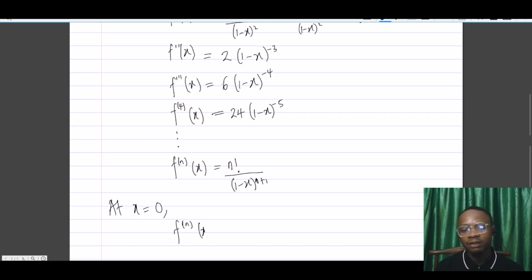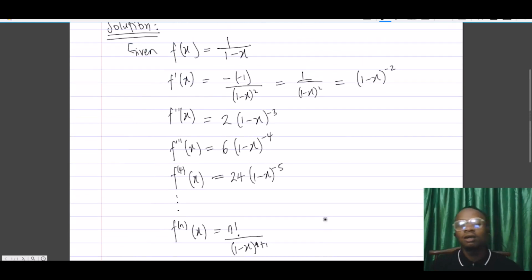We want to get the general expression, if possible, at x equal to 0. Just substitute x equal to 0 here. That will be n factorial divided by 1 minus 0 raised to the power of n plus 1. This is 1, okay? Whatever this is, it's just going to be equal to n factorial.